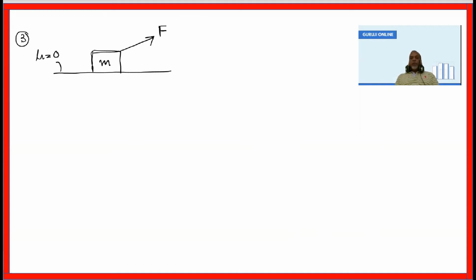correct? Then suppose this force is inclined with the horizontal with the angle theta, then naturally what will happen? This force will have two components, F cos theta and F sin theta.